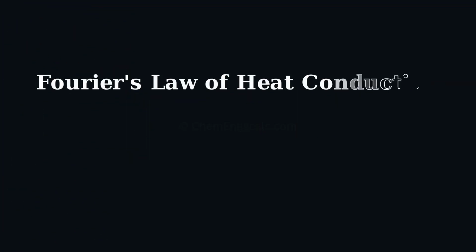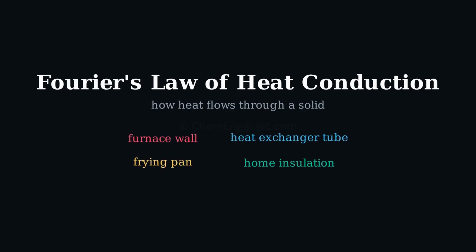Heat conduction is how thermal energy moves through a solid, flowing from a hot region toward a cold one. It is happening all around us, in a furnace wall, a heat exchanger tube, a frying pan, and the insulation in our homes. The question an engineer asks is simple. How fast does the heat flow, and what controls it? Fourier's law gives the answer.